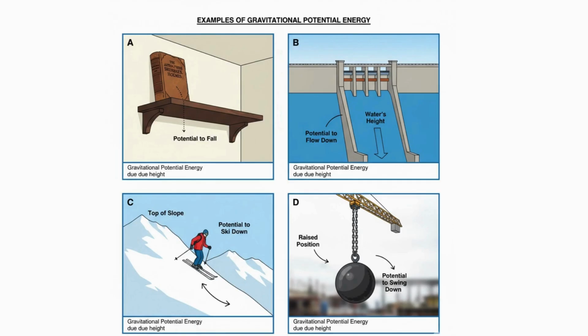In this picture, there are different examples of potential energy. The first example is a book sitting on a high shelf, which has the potential to fall. The second example is water stored behind a dam, where the water's height gives it the potential to flow down. The third example is a skier at the top of a slope, or a racing ball or a pendulum before it is released.